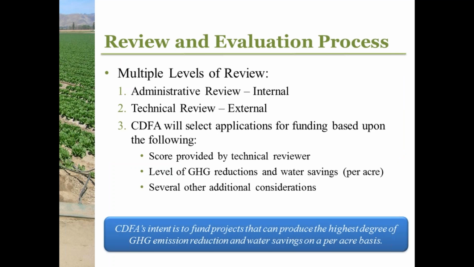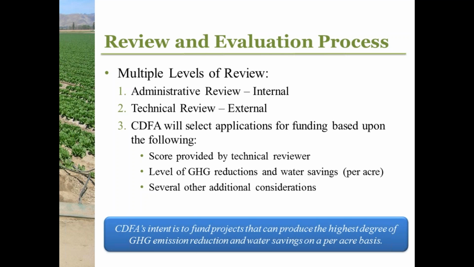So, a little more information on the review and evaluation process. Again, there are multiple levels of reviews that will be conducted during the grant application process. The first level of review is the administrative review, an internal review conducted by the department. This is to determine whether application requirements are met, basic eligibility, and application completeness. Those that pass the administrative review are then passed on to the technical reviewers. This is an external review conducted by irrigation water system experts affiliated with the University of California and California State University system.